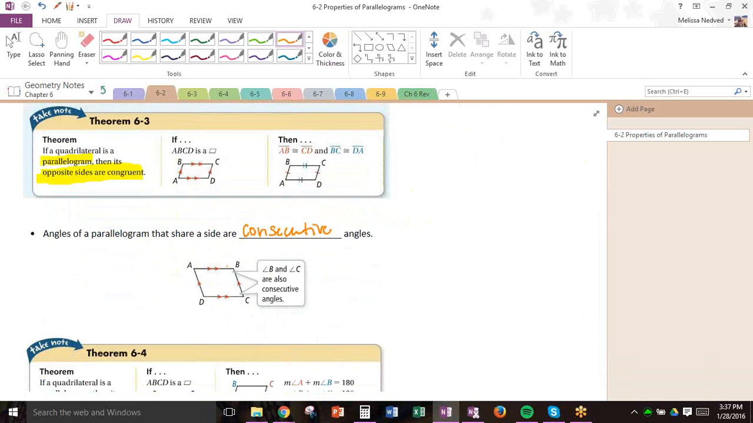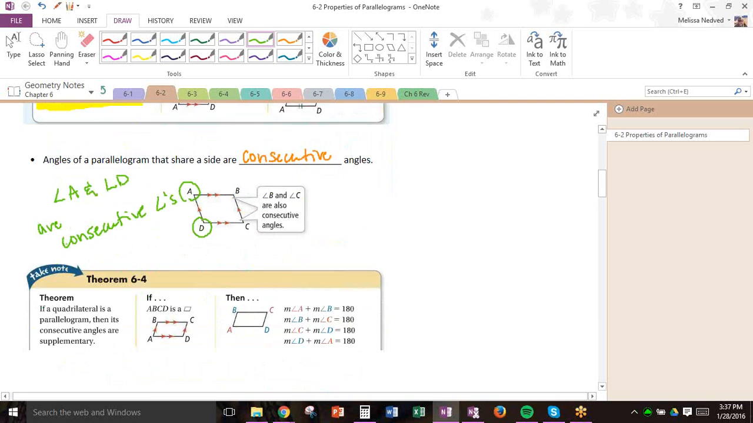consecutive angles are the angles that are not opposite each other, they share a side. So for example, angle A and angle D are consecutive angles. Notice here, B and C are also consecutive angles. Also, A and B are consecutive, and C and D are consecutive. So any two angles that share a side, they're next to each other.